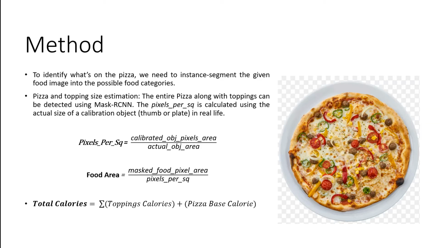After we detect the coin, the pixels per inch square is calculated using the actual size of the coin in real life. Pixels per inch square is given by the coin pixel area divided by the actual coin area, and the real food area, that is the toppings area on the pizza, can be calculated using the ratio of the masked food pixel area by pixels per inch square. Then we will calculate the total calories by adding all the toppings calories plus the pizza base calories, which will be calculated using this formula.